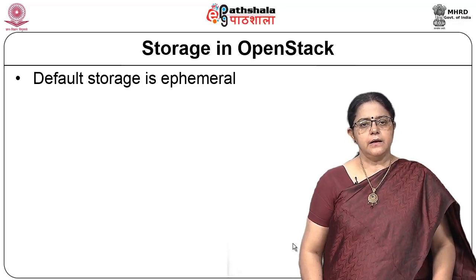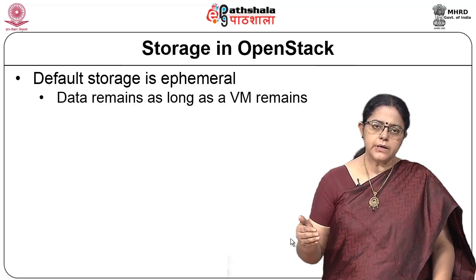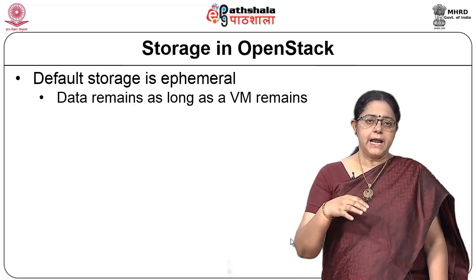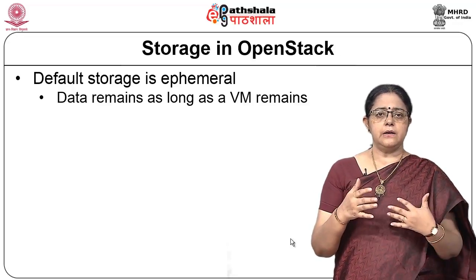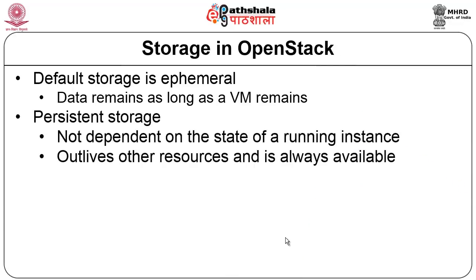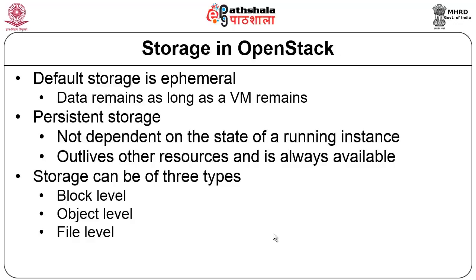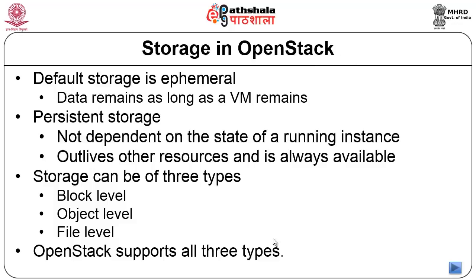Storage in OpenStack, the default storage is ephemeral, which means that it's tied to the VM, and therefore it will last as long as the VM lasts. There are 3 persistent storages. These persistent storages are not dependent on the instances that are running or the data that has been generated by any instance. They outlive the other resources and are always available. These are 3 types. One is the block level, one is the object level, and one is the file level. All 3 are available in OpenStack.